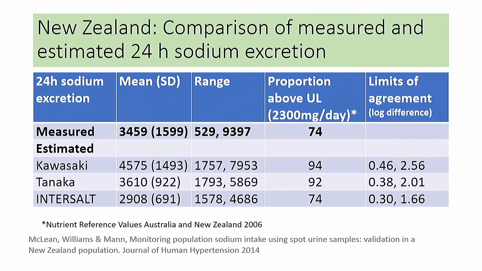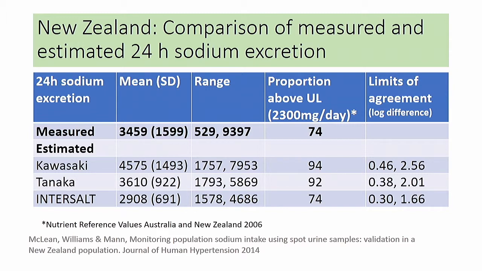Here's some data from New Zealand, and this is some work I did with Jim and Sheila as part of my PhD. We did a similar thing, collecting spot urine and 24-hour urine on the same day in a number of healthy volunteers. You can see in the top row the measured sodium excretion from a 24-hour urine, about 3.5, the mean was 3.5 grams per day.